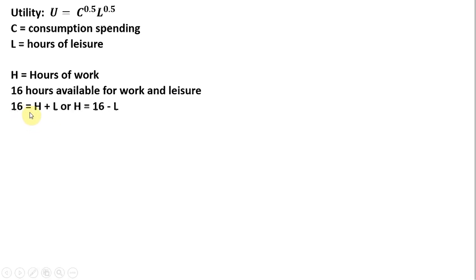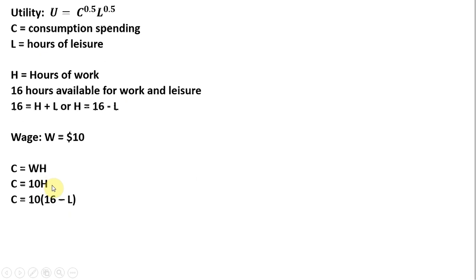Therefore, 16 will equal H plus L, and it'll be convenient for us to solve this for H. H equals 16 minus L. Hours of work equals 16 minus hours of leisure. This person's market wage is $10, so the person's consumption spending will equal the wage times hours of work. We're going to assume that this person has no non-labor income in this example.